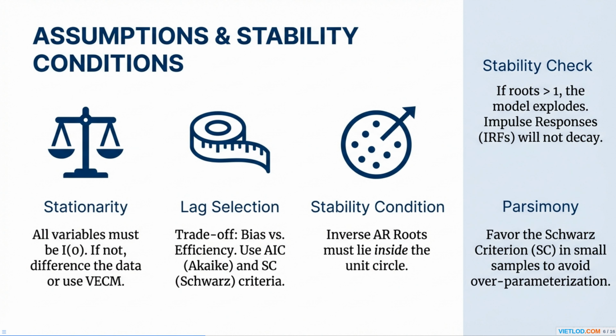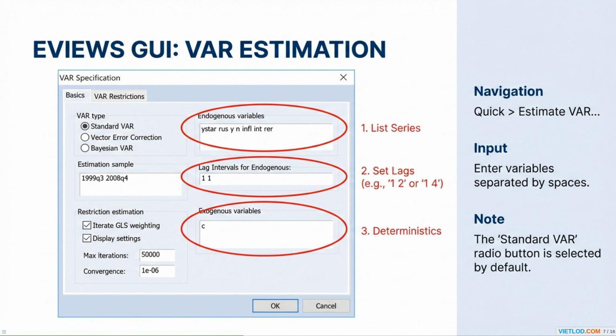The model must be stable, meaning all inverse AR roots must lie inside the unit circle. This is a vital stability check, because if any roots are greater than 1, the model will explode, and its impulse responses, or IRFs, will not decay, rendering the model invalid.